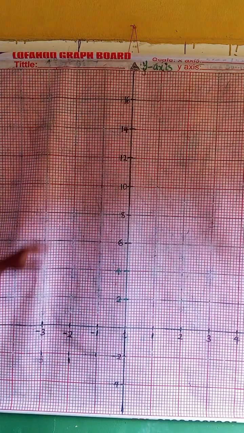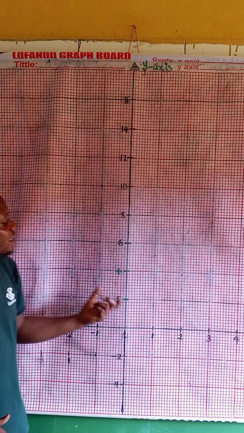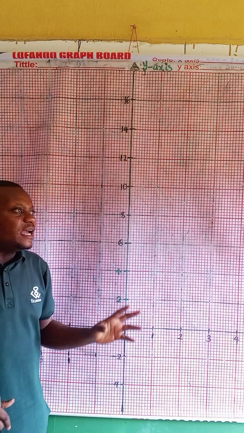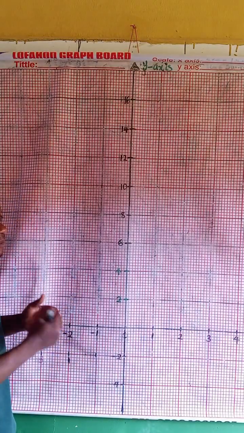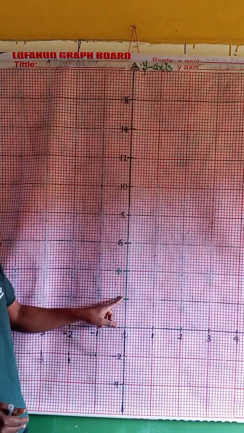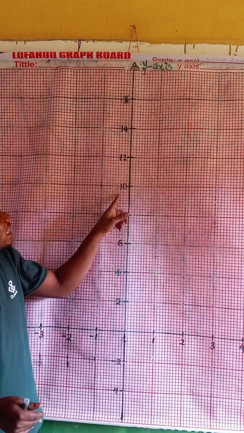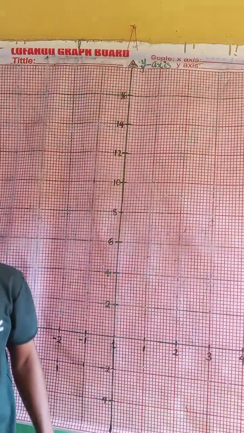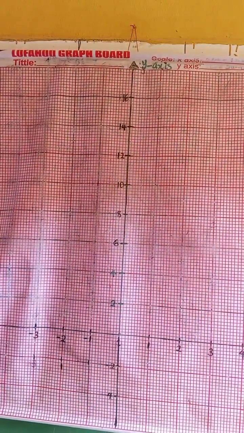Now, on the y-axis, the question says 2 centimeters to 2 units. That means for every 10 lines, what? Keep increasing it by 2. So here is 2, 4, 6, 8, 10, 12, 14, and so on. So what we are going to do now is to plot.